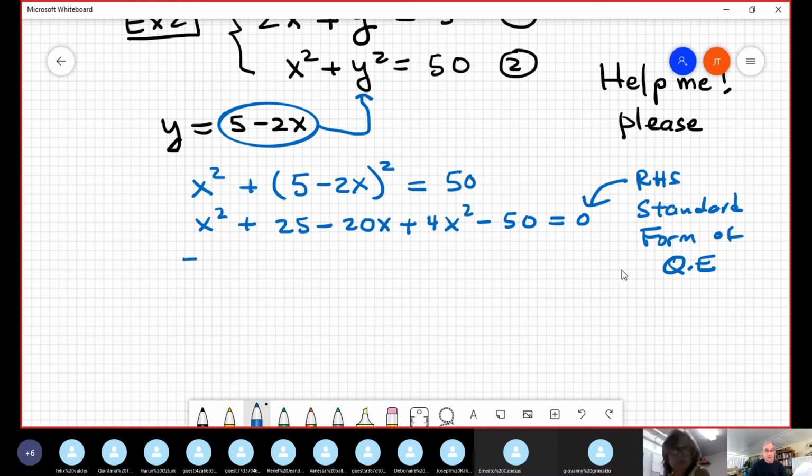Ready to combine later. 5x squared, because 1 here and 4 here make 5, minus 20x, because we have only one linear term, and 25 minus 50 is minus 25, equals 0. And this is my easy quadratic equation. Okay, by the way, we can divide by 5, yes or no?